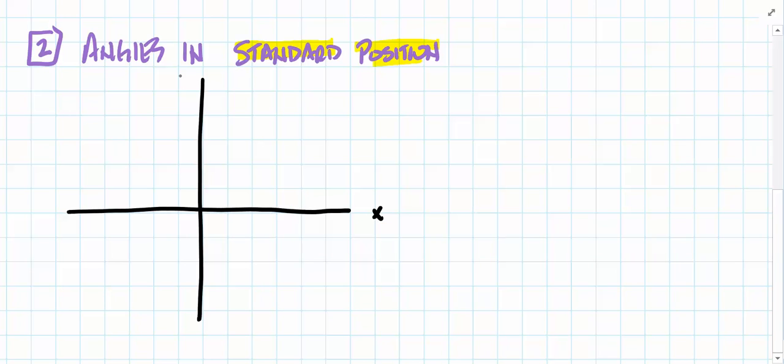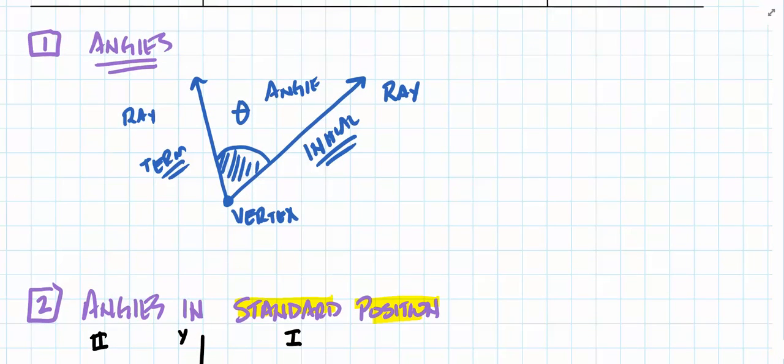Here's x, here's y. And as a refresher, which quadrant is quadrant number 1? Yeah, top right. What's quadrant number 2? Good. What's quadrant number 3? Good. As a refresher, quadrant number 4 is the only one left. Now, look back to the very first box. We have two rays, we have a vertex, we have an initial ray, a terminal ray, and the space between.